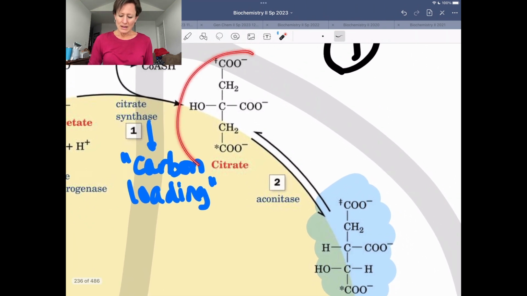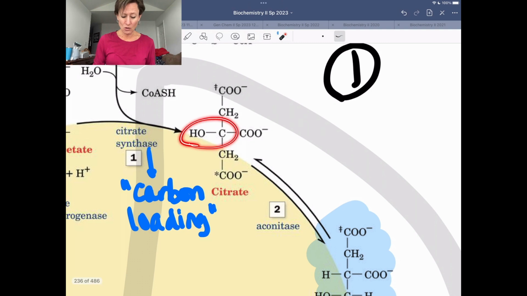Now we've got citrate. One of the things we're going to highlight here is that in the next step, after the one we're doing right now, we are going to be decarboxylating a beta-keto acid. We do not have a beta-keto acid here. Right now what we have is a tertiary alcohol. We cannot oxidize tertiary alcohols.